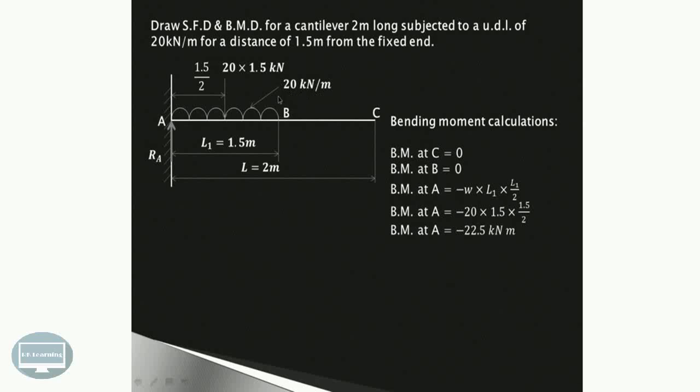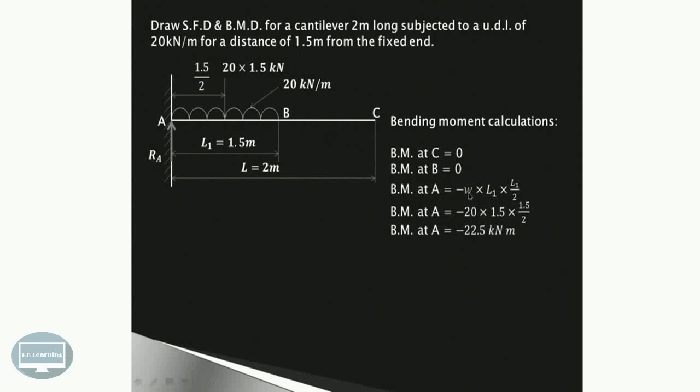So once again try to understand this. So this is 20 into 1.5, that is the UDL load, and allow it to act at the center of this 1.5 meter length, that is 1.5 upon 2. So that when we take the moment about point A, it will produce the clockwise moment. So 20 into 1.5 is the load and the perpendicular distance is 1.5 upon 2, and it is producing the clockwise moment, and we have considered the clockwise moment as negative.